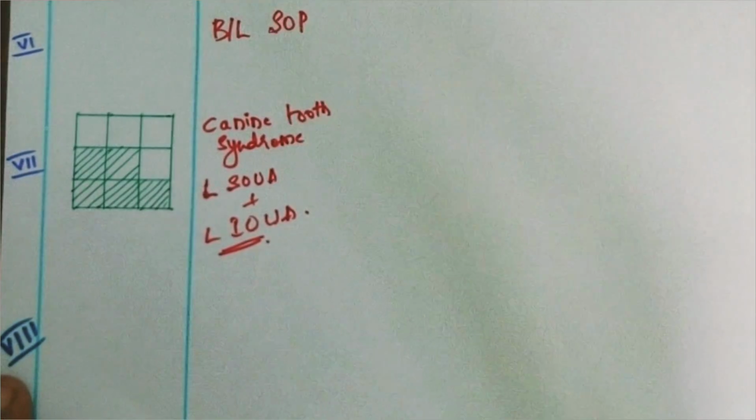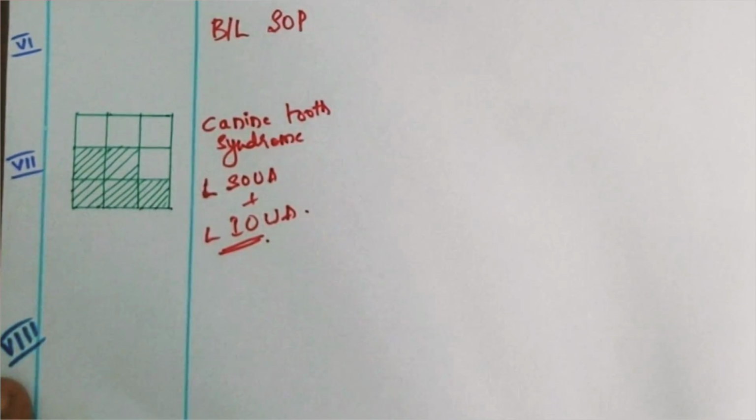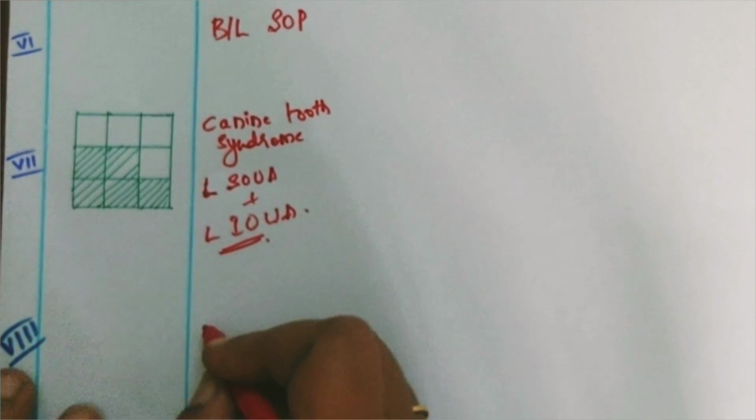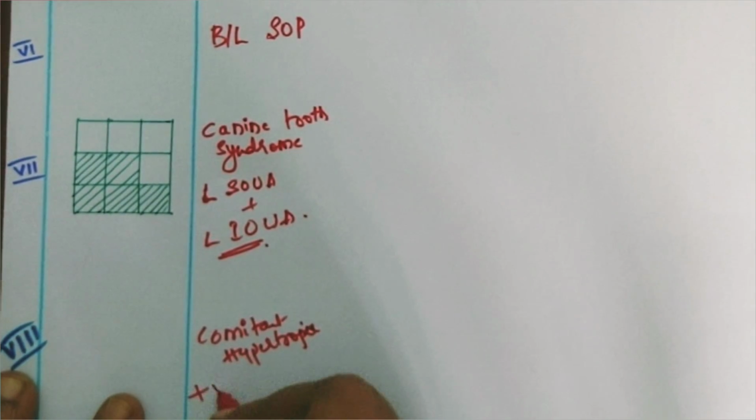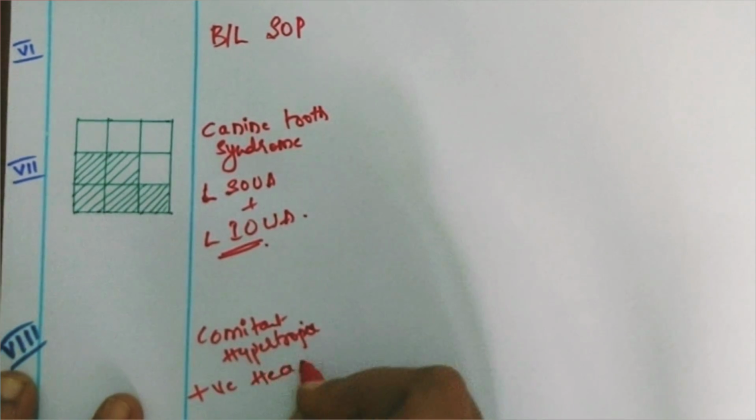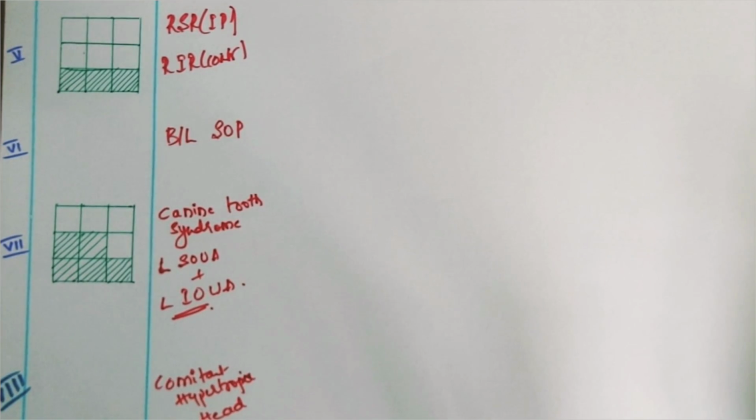Here the patient has comitant type of hypertropia. That is, the hypertropia remains the same in all the gazes, but when you do the head tilt test, there is evident superior oblique palsy. So comitant hypertropia with positive head tilt test. So this is the Knapp's classification from 1 to 8 with the various muscles which are involved.